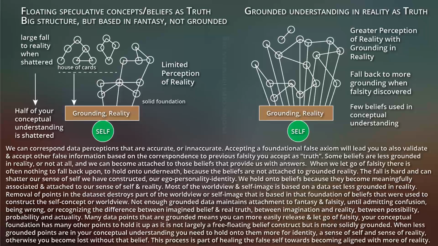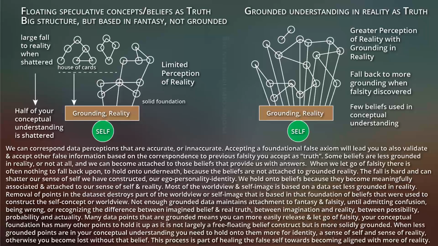So, I'll read my description here. We can correspond data perceptions that are accurate or inaccurate. Accepting a foundational false axiom will lead you to also validate and accept other false information based on the correspondence to previous falsity you accept as, quote, truth. Some beliefs are less grounded in reality or not at all, and we can become attached to those beliefs that provide us with answers. When we let go of falsity, there is often nothing to fall back upon, to hold on to underneath, because the beliefs are not attached to grounded reality. The fall is hard and can shatter our sense of self we have constructed, our ego personality identity.